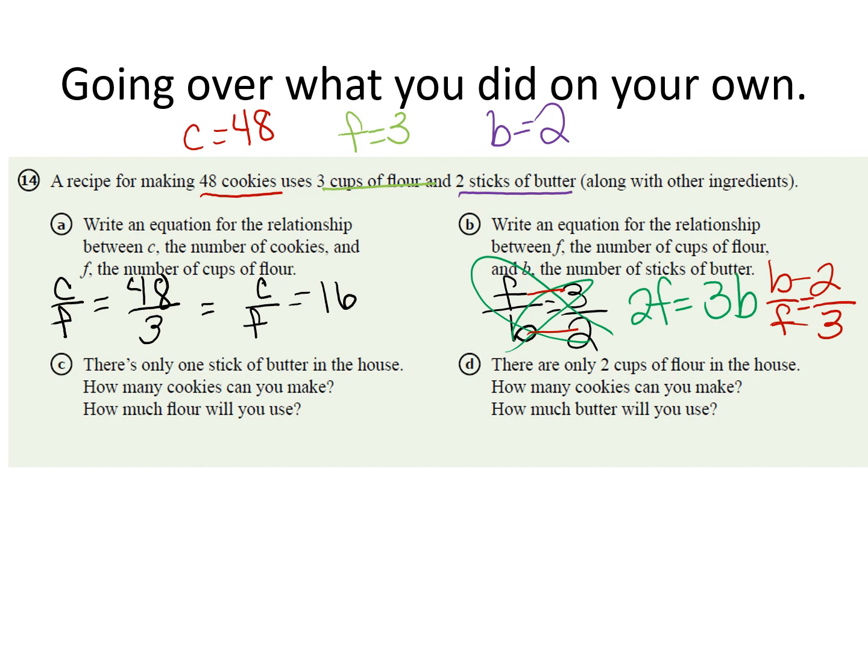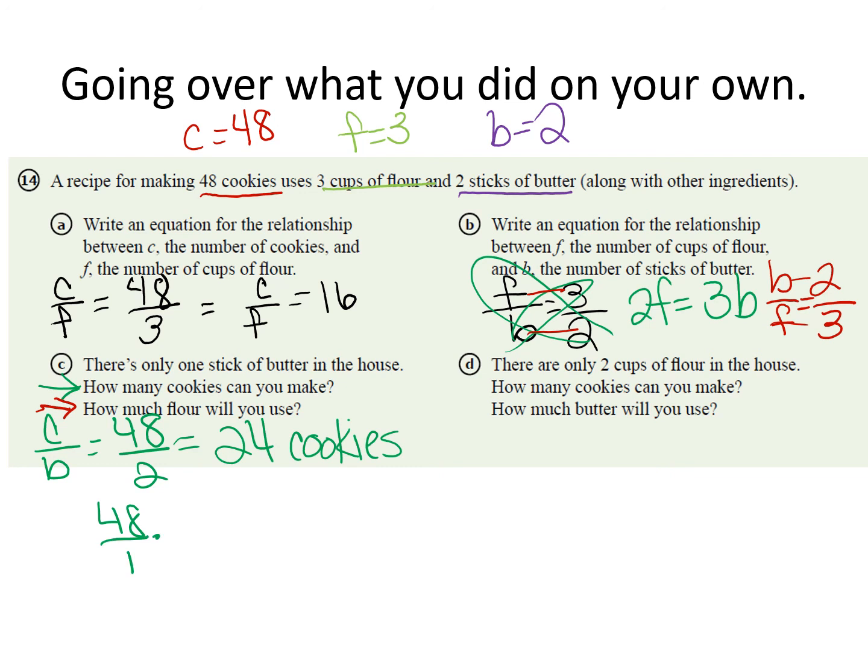Okay, there's only 1 stick of butter in the house. How many cookies can you make? So let's first look at this question. How many cookies can we make? Well, we're looking at the relationship of cookies to butter. How many cookies can you make normally? There's 48. And how many sticks of butter? 2. Well, what is 48 divided by 2? 24. You can only make 24 cookies. Okay, 24 is half of 48, right? It's half. So let's take a look at the second part. Well, what that means too is if you have 48 over 1 and you are multiplying it by 1/2, you get 48 over 2. That's what's happening.